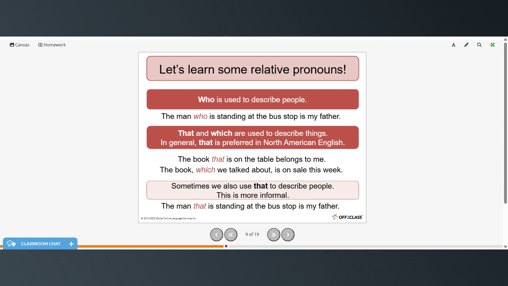So now we're going to look at learning some relative pronouns. Who is used to describe people. The man who is standing at the bus stop is my father. That and which are used to describe things.